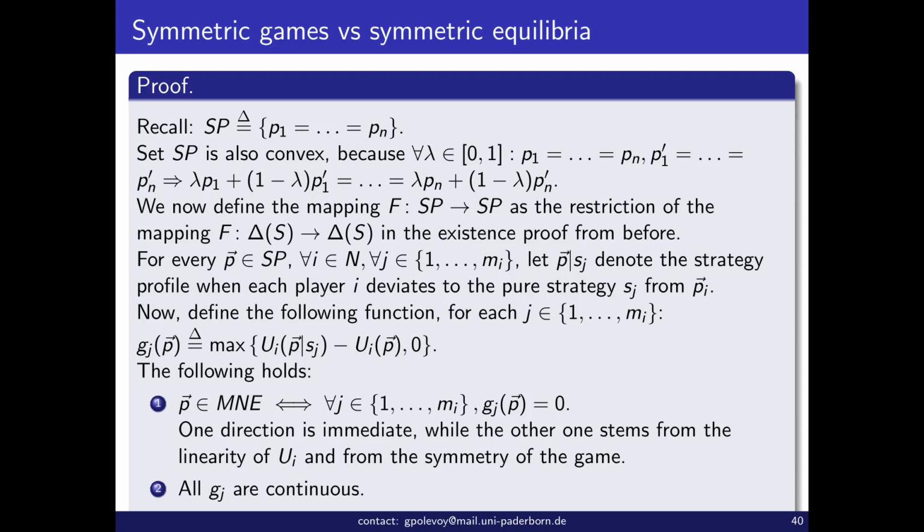So we now define the mapping from SP to SP as the restriction of the mapping from the set of all the mixed profiles to the set of all mixed profiles in the existing theorem. In the proof of which, I said that proof follows Holtzmann's proof, which is a variation on the proof of John Nash, of course. Of course, we cannot just define a function and say it goes to SP. We need to prove it goes there, because it can be that the restriction of a function on some subset goes beyond that subset. So we need to prove it goes there.